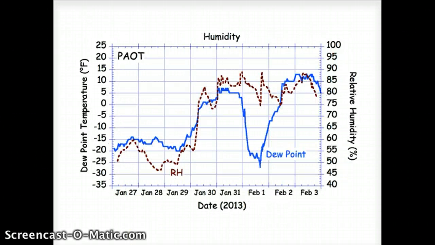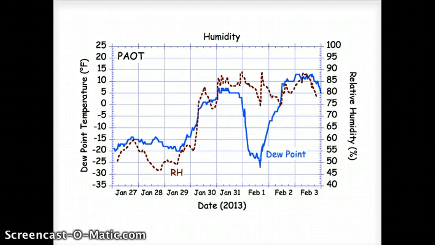Here we're looking at the humidity for the same week, and as you can see, the dew point for this week is very similar to what the temperatures did, specifically staying steady, going high the 30th and 31st with that low on the 1st, not increasing again the 2nd and 3rd.